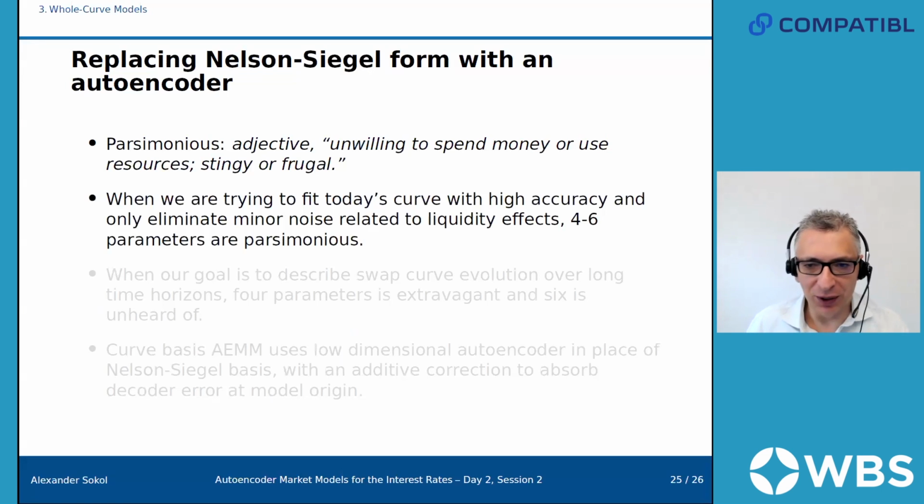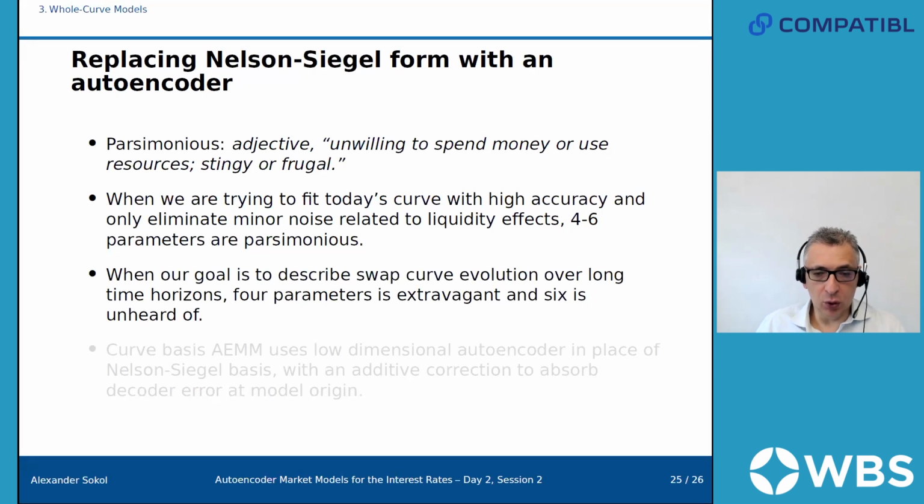So if you're trying to fit the yield curve with high accuracy, originally it was developed for eliminating liquidity-related noise in the bond yields, 4 to 6 parameters is parsimonious. It's a lot fewer than the points on the curve. But when our goal is to describe swap curve evolution, 4 is extravagant and 6 is unheard of.